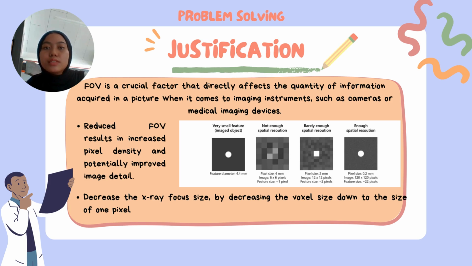By that, we suggested that the FOV of the imaging machine be reduced, as it will result in increased pixel density and potentially allow the imaging system to capture more fine details and subtle variation within the image object. When reducing the FOV, the focal spot size will be decreased as well, along with the voxel size. As you can see here, when the pixel size is 0.2 millimeter, the spatial resolution of the image becomes better.